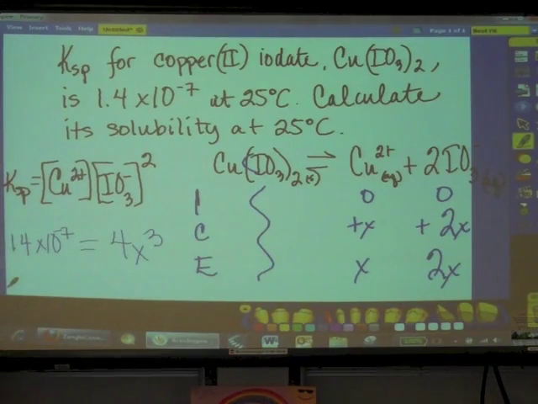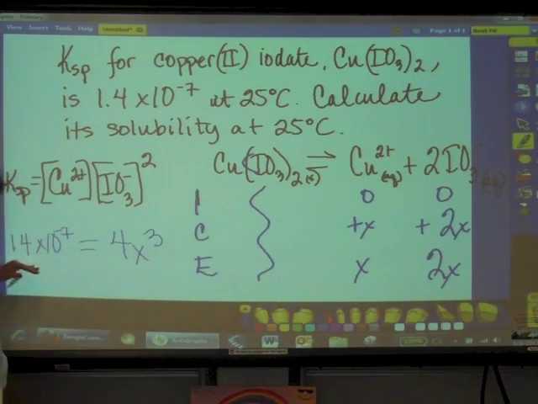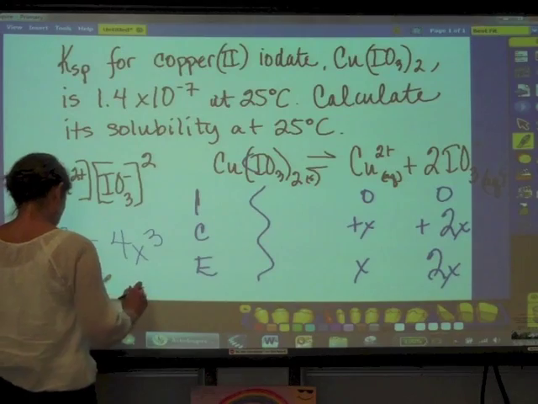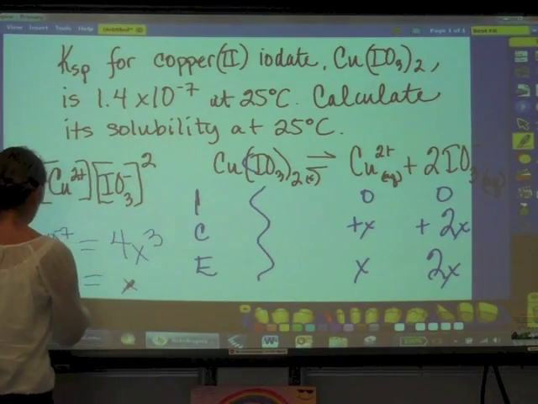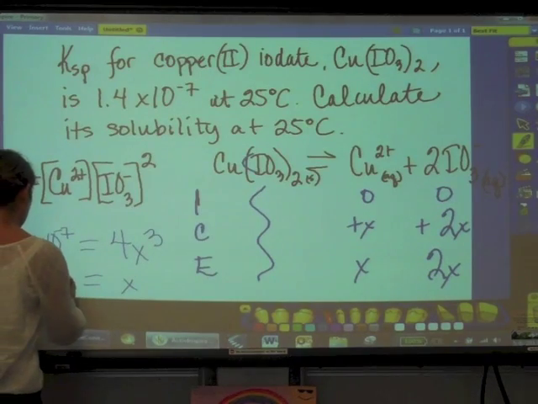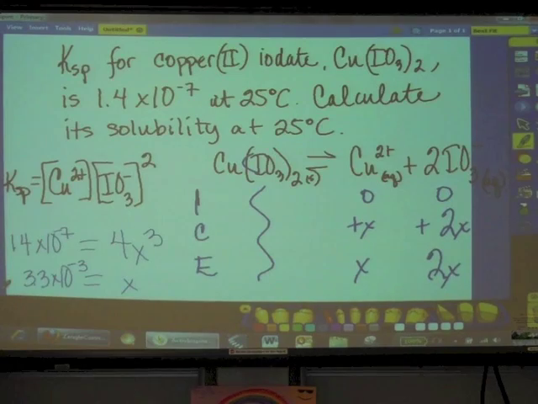Can you find the value of x here? So what are we going to do? We're going to divide both sides by 4, and then we're going to find the cube root, and we end up getting an x value that is 3.3, try this on your calculator, times 10 to the minus 3rd.